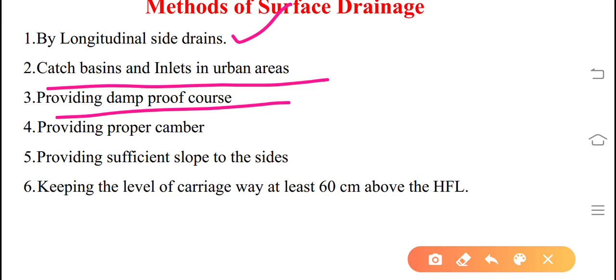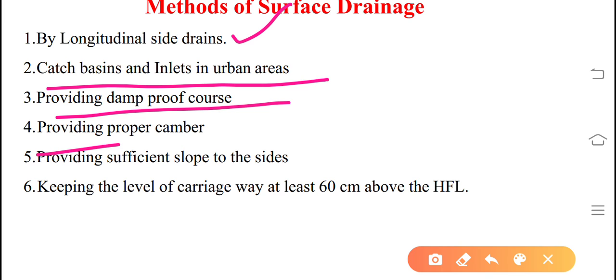Providing damp-proof courses, we can provide a layer of blanket, bituminous blanket, or nowadays we are getting geotextile material, very good material. It is non-degradable also and economical also. Researchers pointed out that it is a very good material which can be used as a damp-proof course.